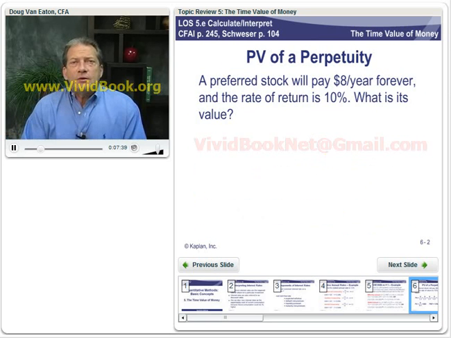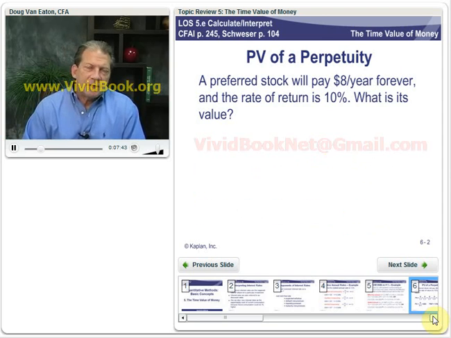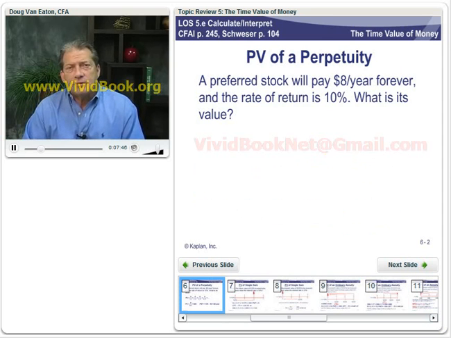Next topic here is a present value of a perpetuity. Now, preferred stock pays a dividend basically forever. Sometimes we call them perpetual preferred stocks. And this stock is going to pay $8 a year, and the rate of return is 10%. What is the value?